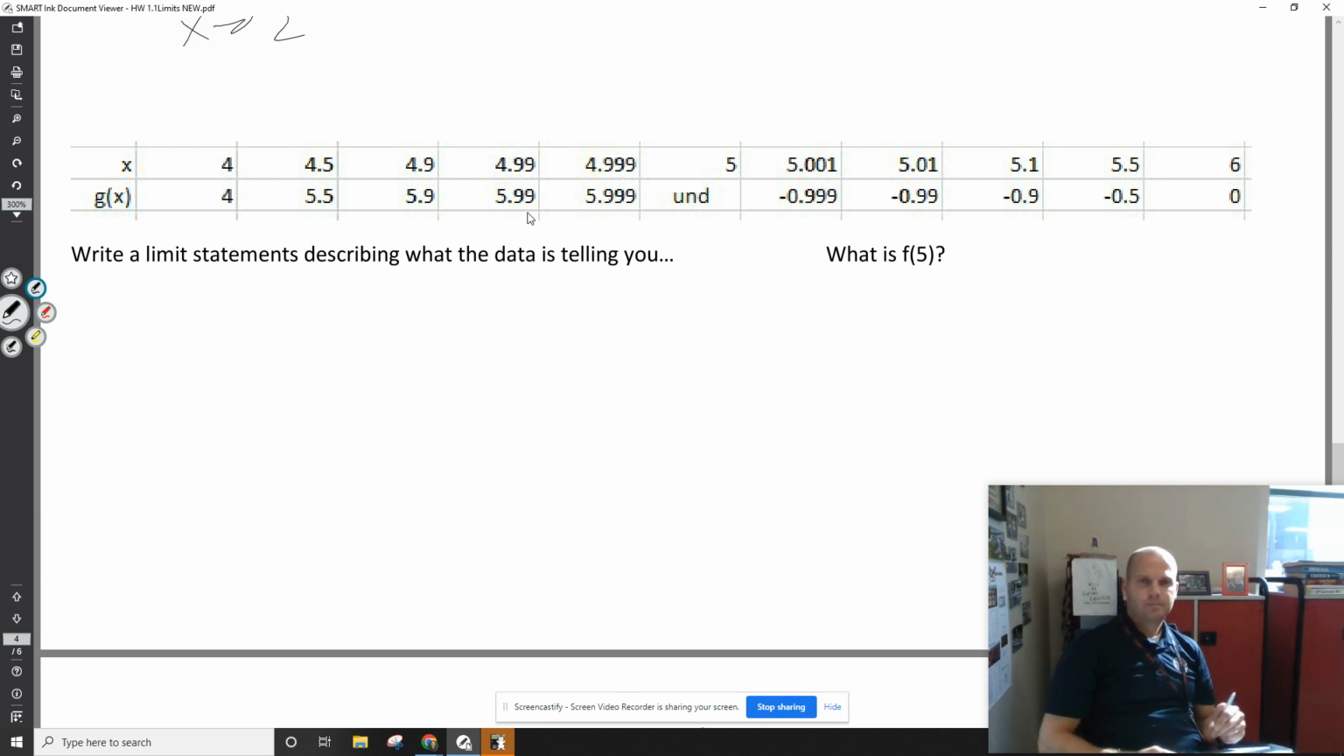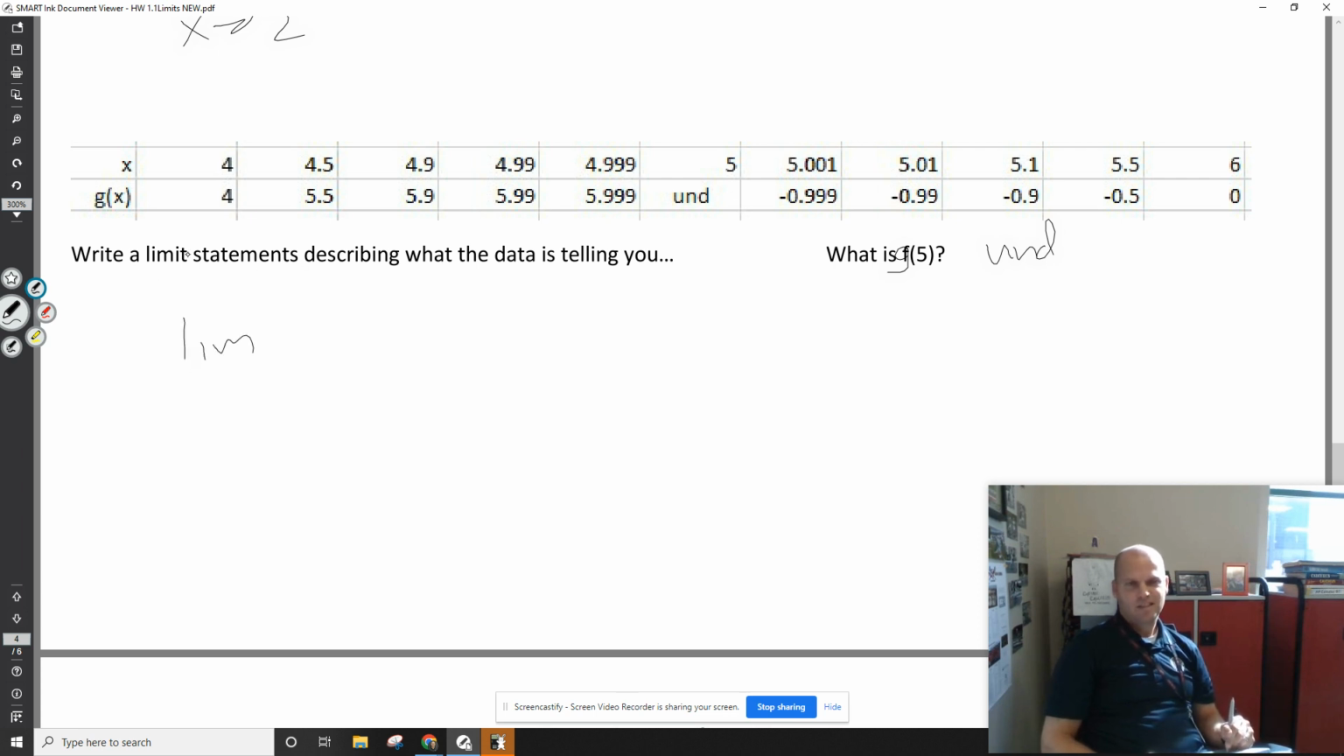All right, let's look at this one. It says g of x, but I wrote f. Change that to g. What's g of 5? G of 5 is undefined. Okay, sure. But I can see two different things. When I'm a little bit less than 5, I'm approaching 6. When I'm a little bit to the right of 5, I'm approaching -1.